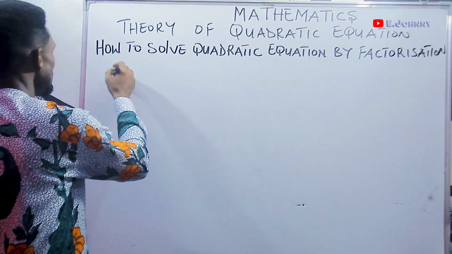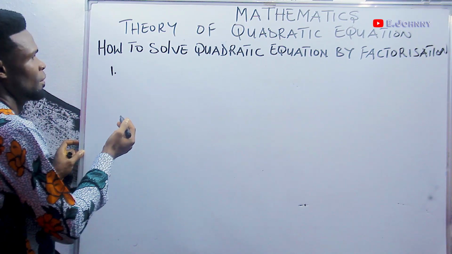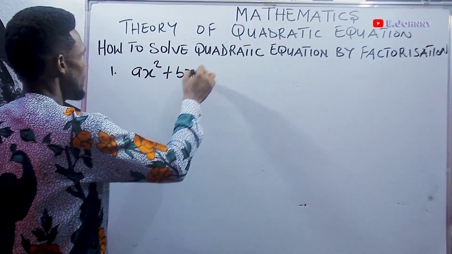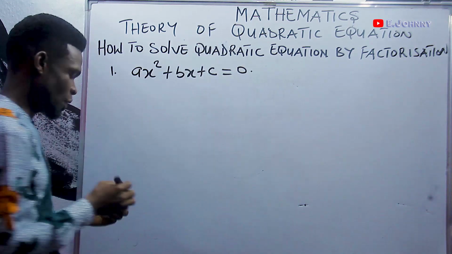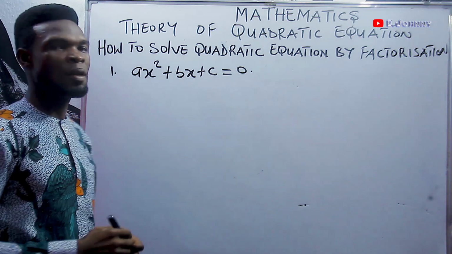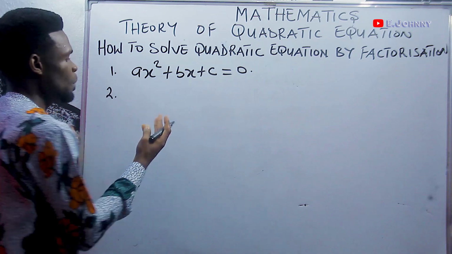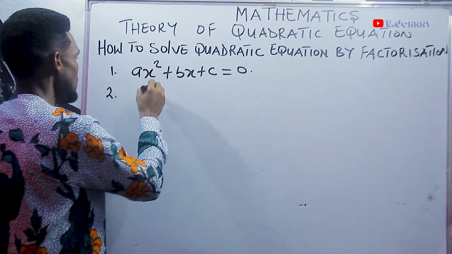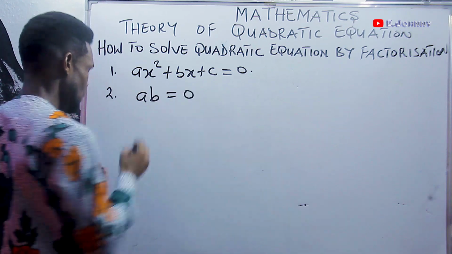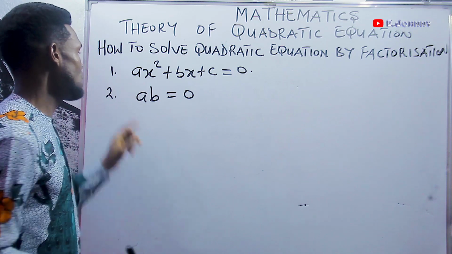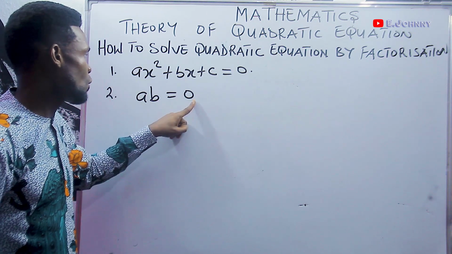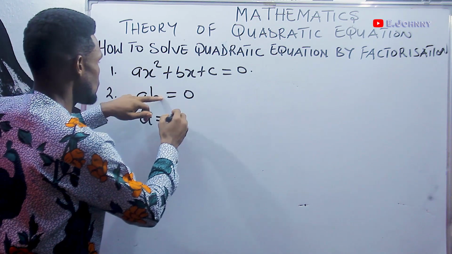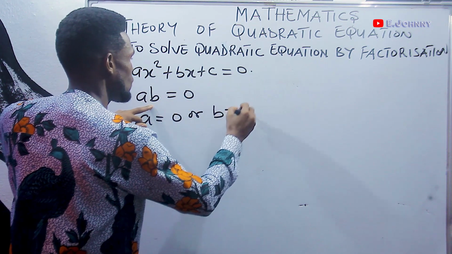One, you must know that a quadratic equation is an equation of the form ax squared plus bx plus c equals 0. Number two, you must know that if the product of two things is equal to 0, for instance AB equals 0, then automatically either the first is equal to 0 or the second is equal to 0. That means A equals 0 or B equals 0.